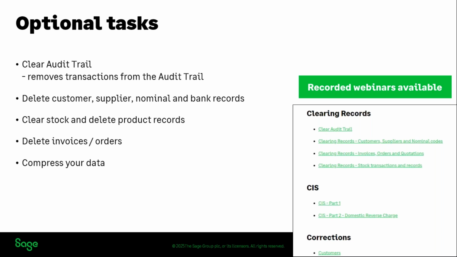Okay, we're just going to talk about the optional tasks very briefly. What we've done is run a year end, and what that hasn't done is remove any transactions, remove any records, or clear out any data. In fact, if anything, running the year end has added a few more transactions to our transaction list because it's done those journals for us.